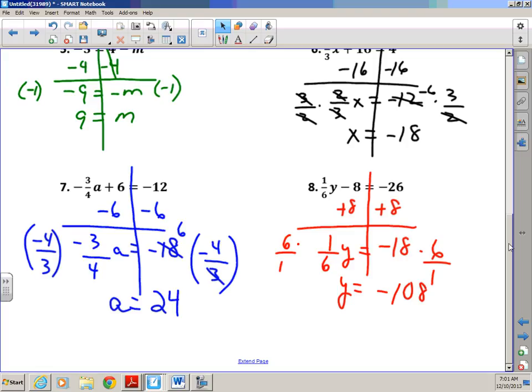Okay. So again, just to recap, very simply, when solving a two-step equation, we want to undo addition or subtraction, then undo multiplication or division, and then check our answer.